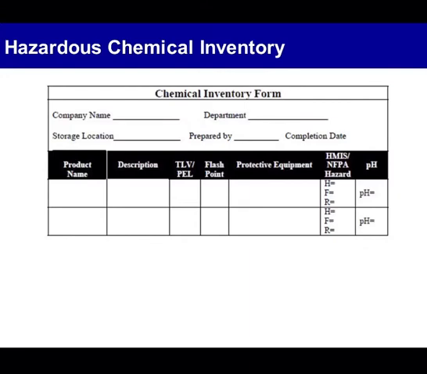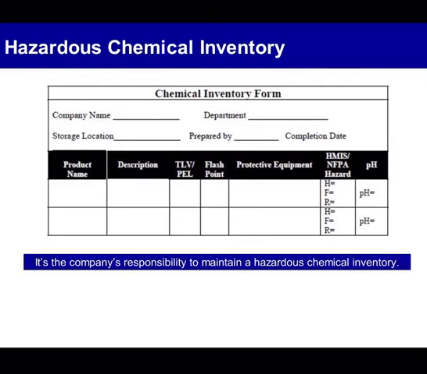How does a chemical end up on the hazardous chemical inventory? The answer is the chemical manufacturer or importer must evaluate every chemical for hazardous properties. Based upon their evaluation, the hazards found are placed on container labels and SDSs, then shipped to the company. The label and SDS is then reviewed by a named person in a job role to do so and placed on the inventory. It's the company's responsibility to maintain a hazardous chemical inventory.